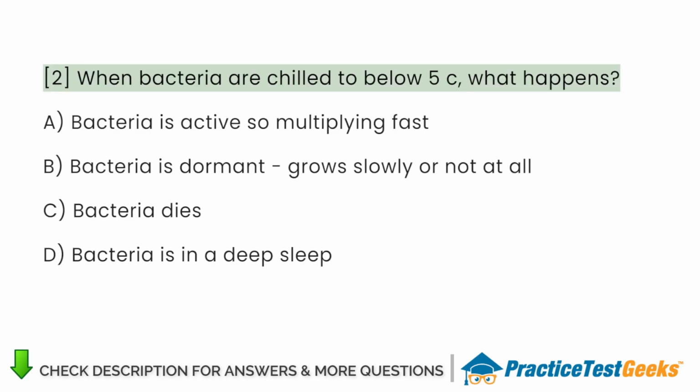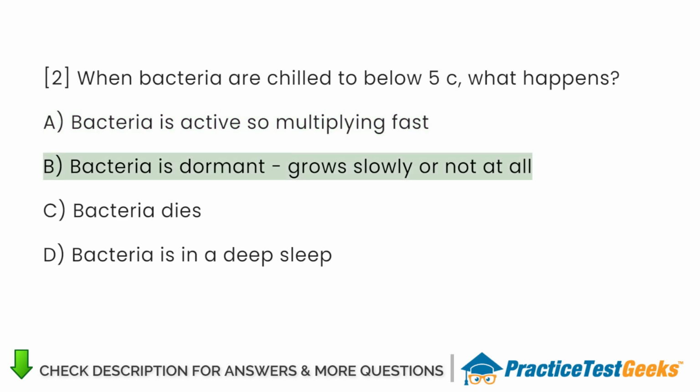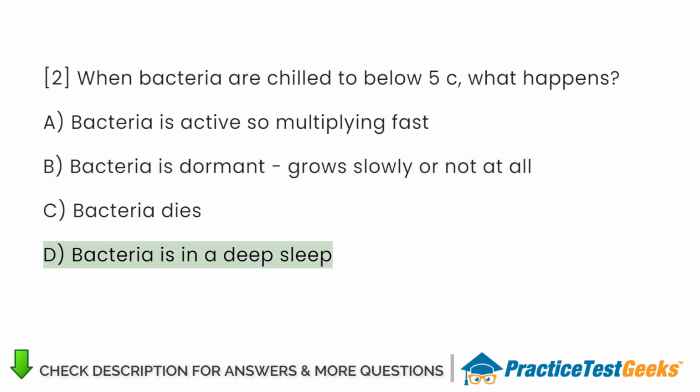When bacteria are chilled to below 5°C, what happens? A. Bacteria is active, so multiplying fast. B. Bacteria is dormant, grows slowly or not at all. C. Bacteria dies. D. Bacteria is in a deep sleep.